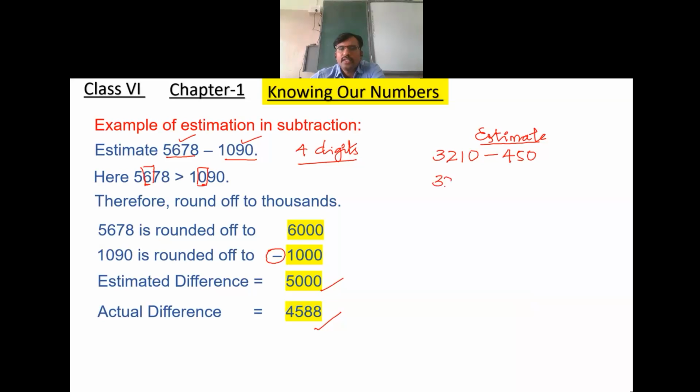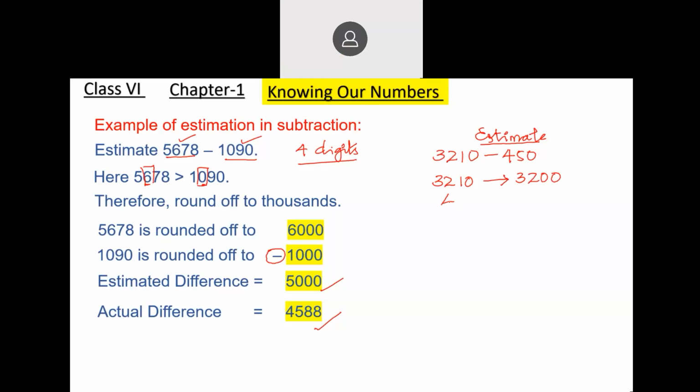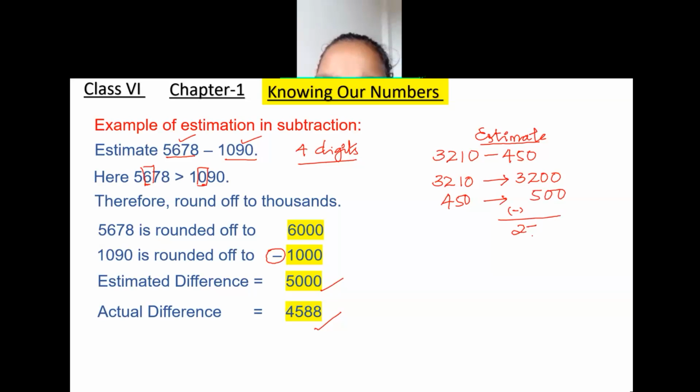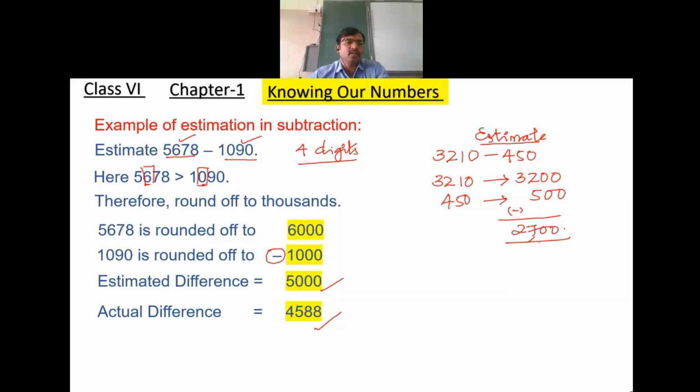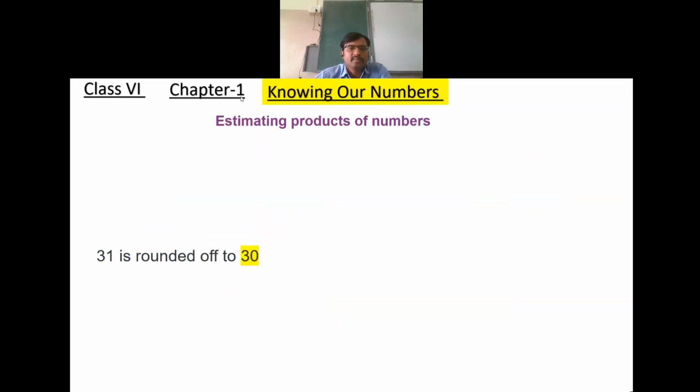When we round off 3210, it becomes 3200. 450 will be rounded off to 500. When we do the subtraction, 3200 minus 500, 2700 is the answer. All right. Now, the same concept can be used in finding the product also.